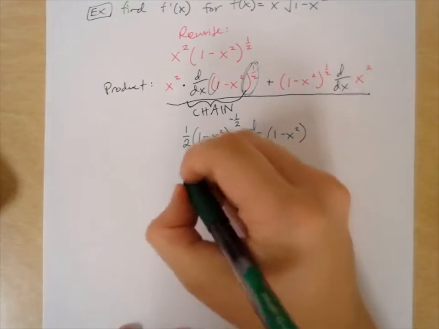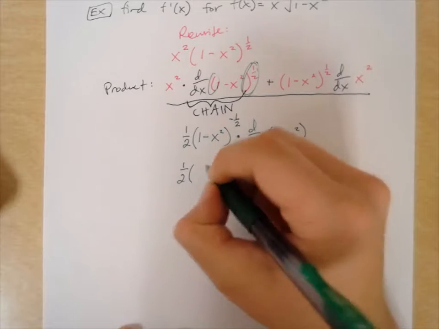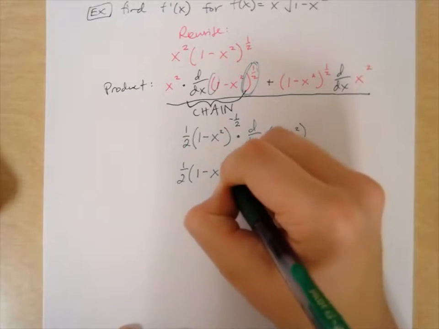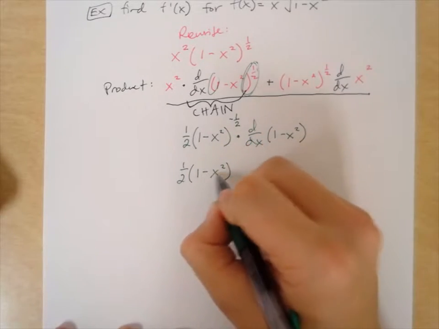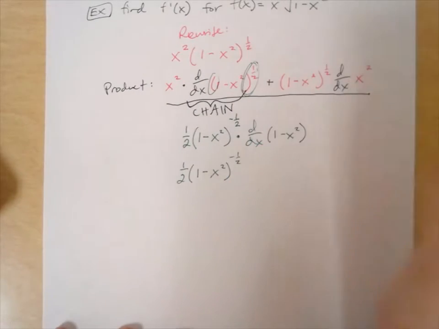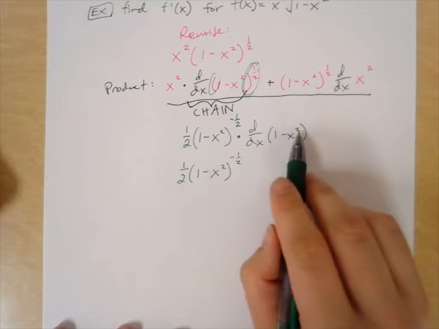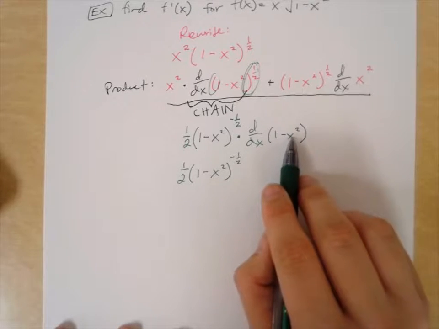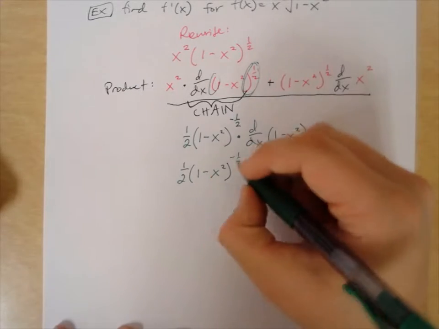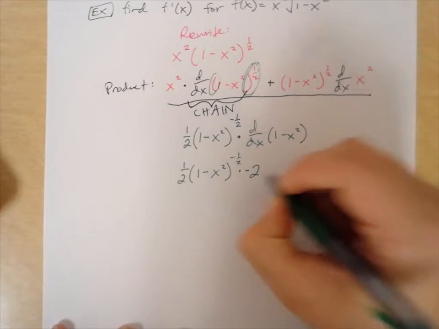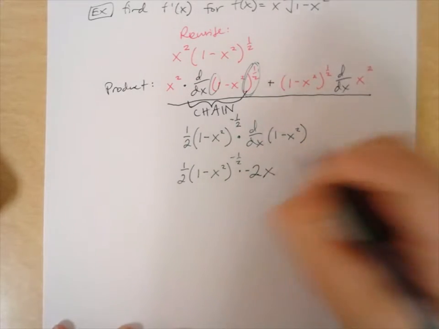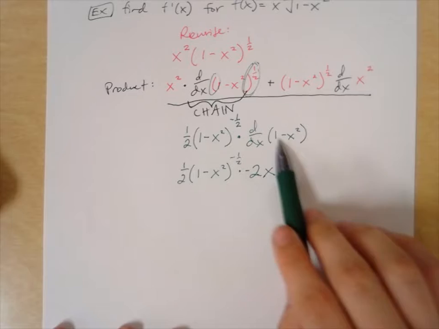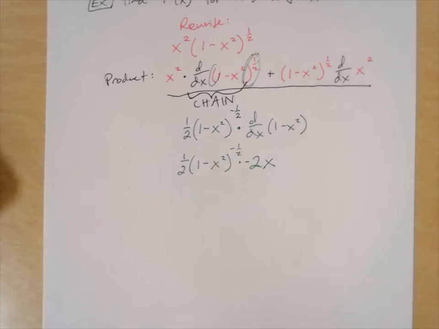So if we keep on writing this out, we get 1/2 times 1 minus x squared to the negative 1/2. And then out here, we would put our 2 in front, so we'd get negative 2, and then we would get x to the 2 minus 1. So we would get times negative 2x. That's the derivative of negative x squared.